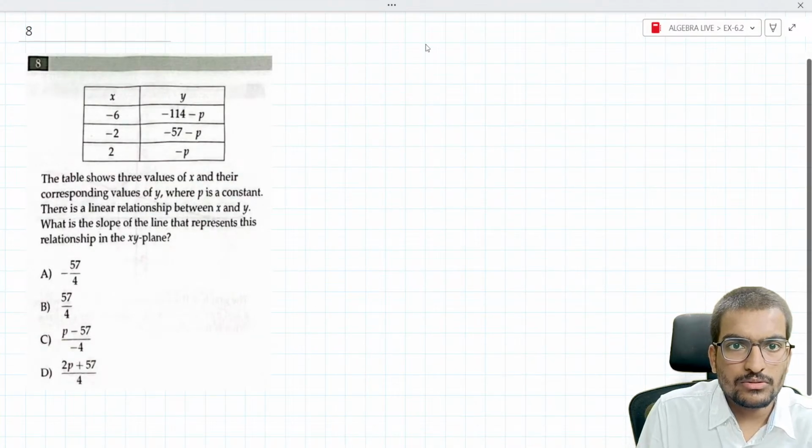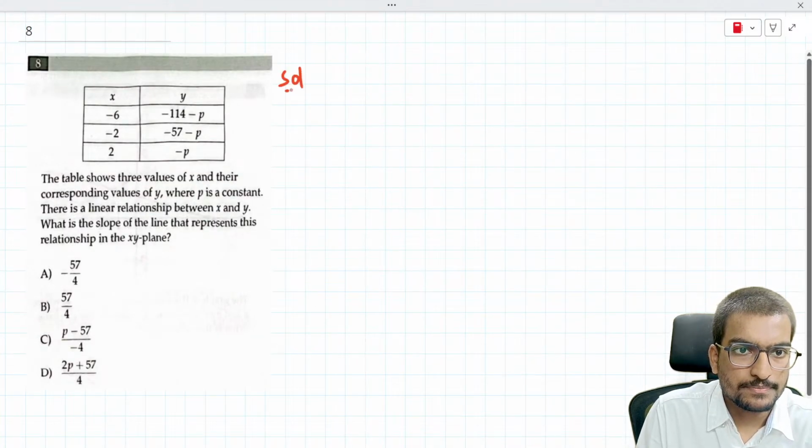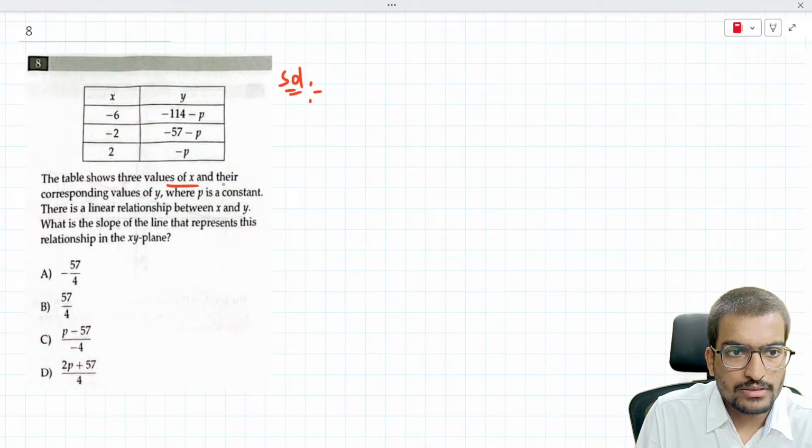Now getting into question number 8. So simple. Here the table shows 3 values of x and their corresponding values of y. So you have 3 x values and 3 y values, where p is a constant.